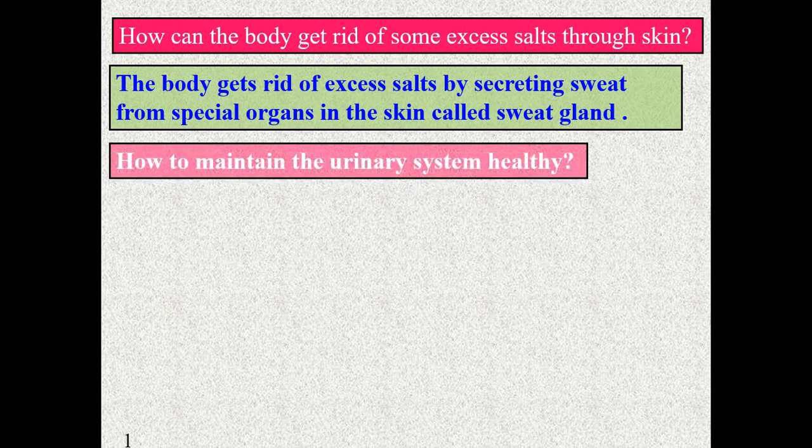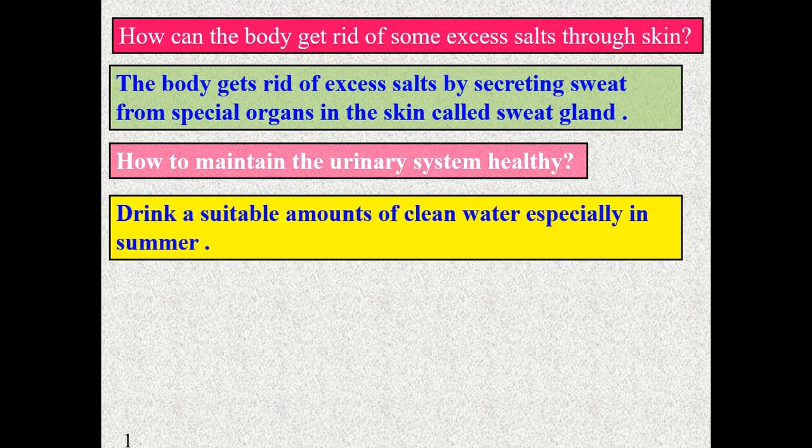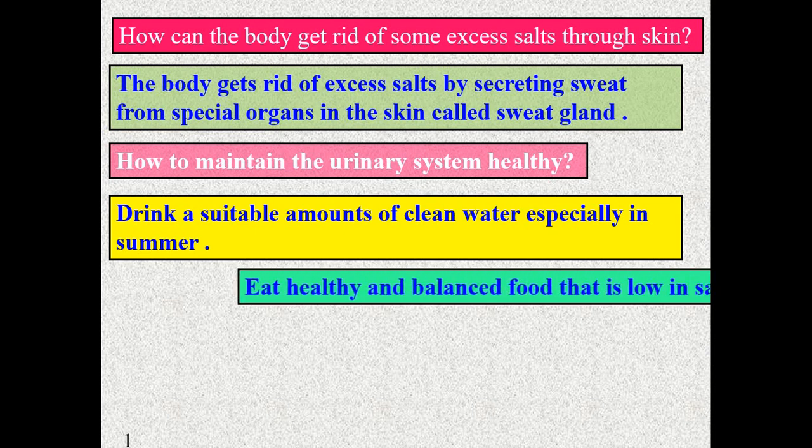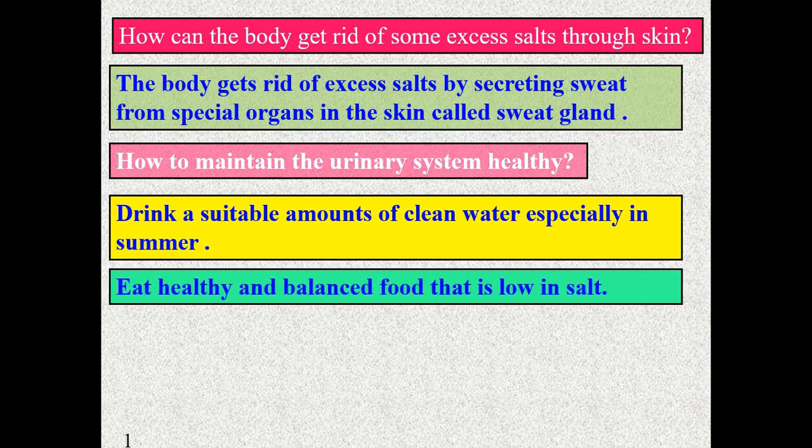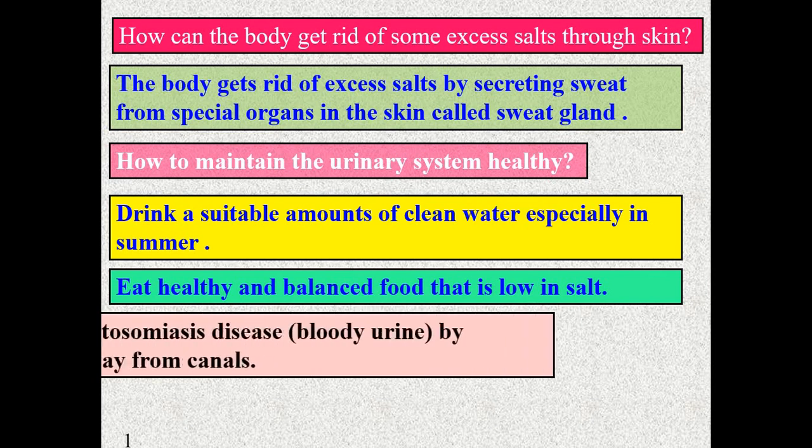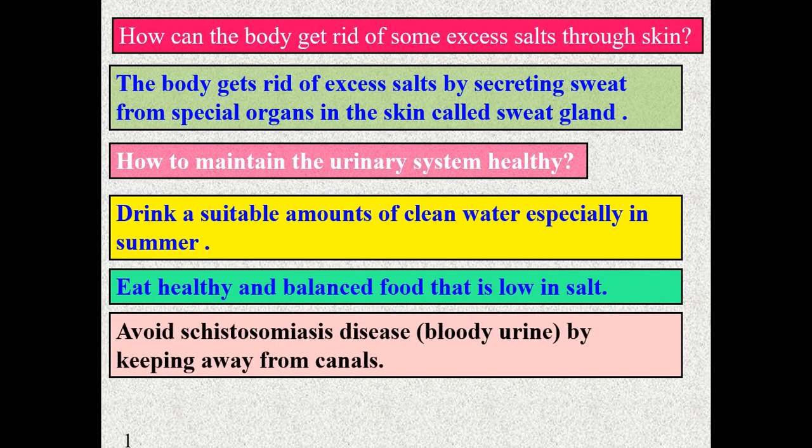How do we keep the urinary system healthy? Sure, you have to drink a suitable amount of clean water, especially in summer. Eat healthy and balanced food that is low in salt, and avoid schistosomiasis, or bloody urine, by keeping away from canals. Schistosoma is like bilharzia, a disease like that.